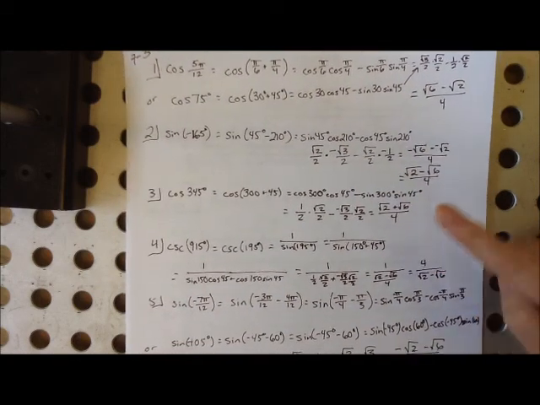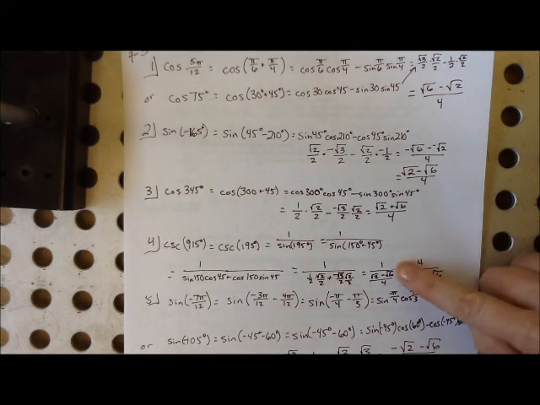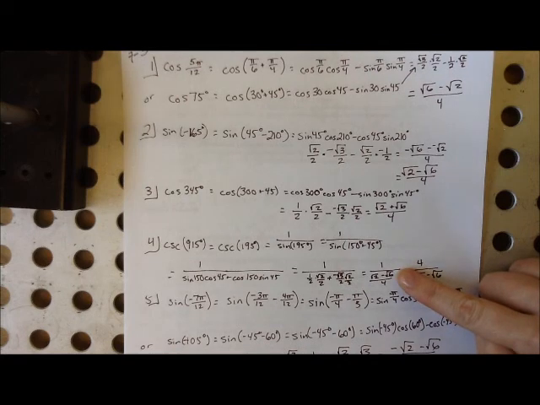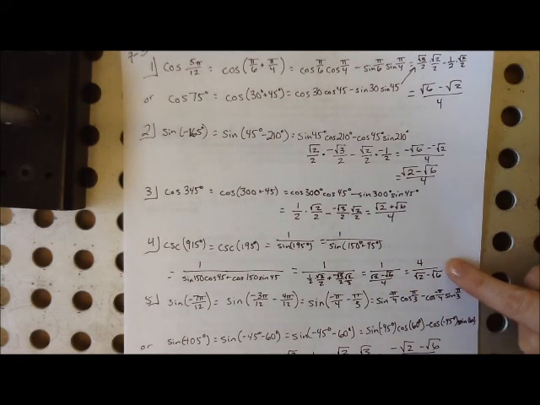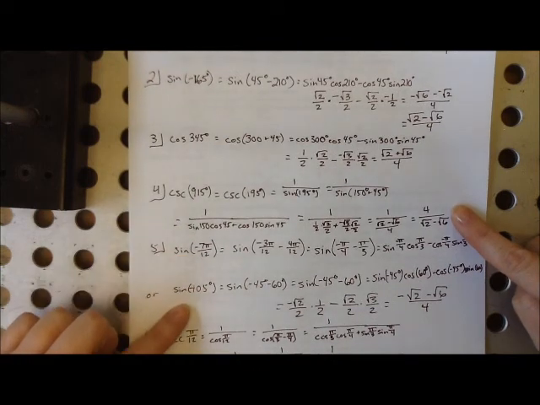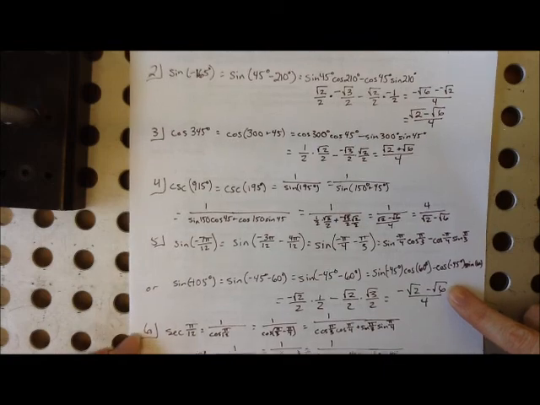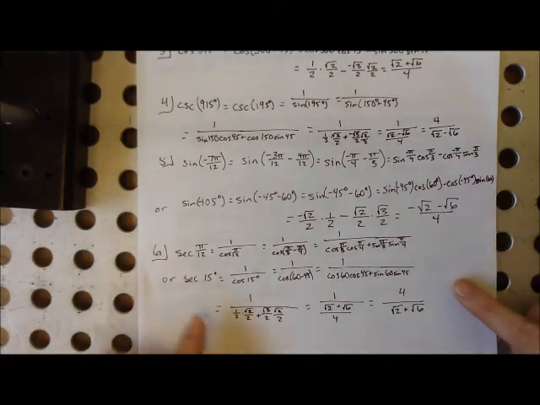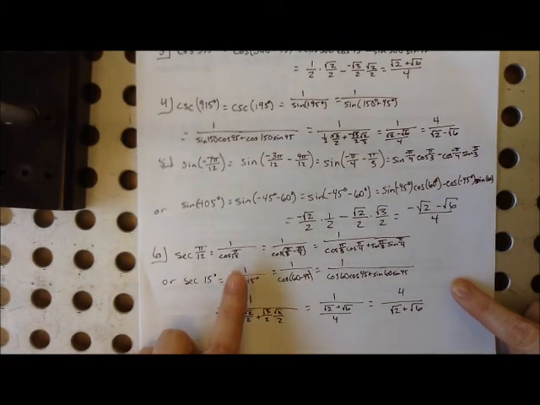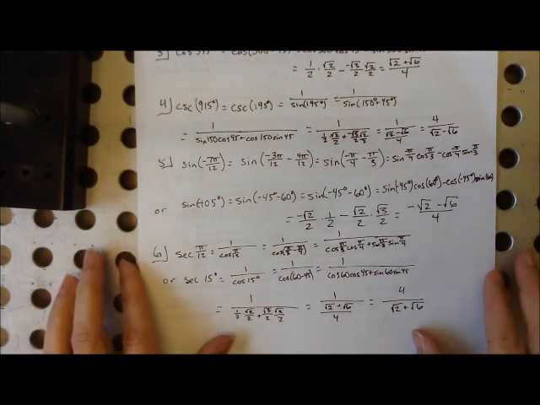Number 4, you don't have to worry about it, but what you would do is find sine of 915, which is square root of 2 minus square root of 6 over 4, and flip it over, but that won't be on the quiz. Number 5, again, I did it in radians and degrees. Negative square root of 2 minus square root of 6 over 4. Number 6, you would find cosine of pi over 12, and when you get the answer, square root of 2 plus square root of 6 over 4, flip it over.